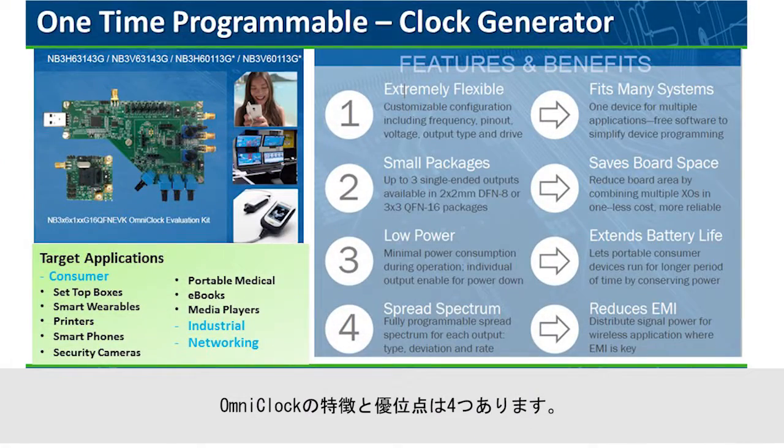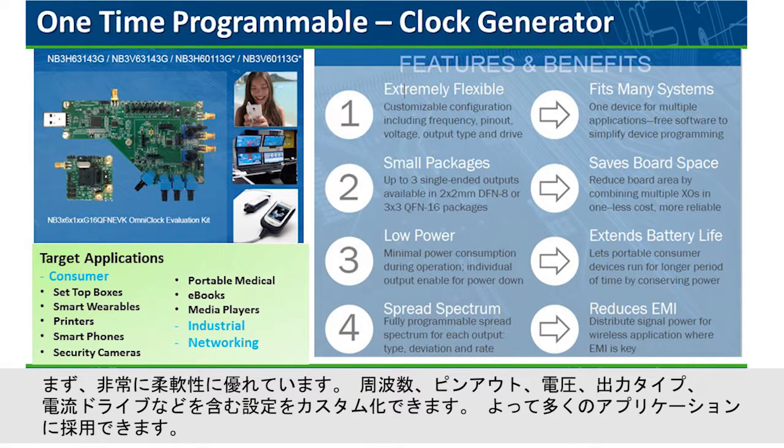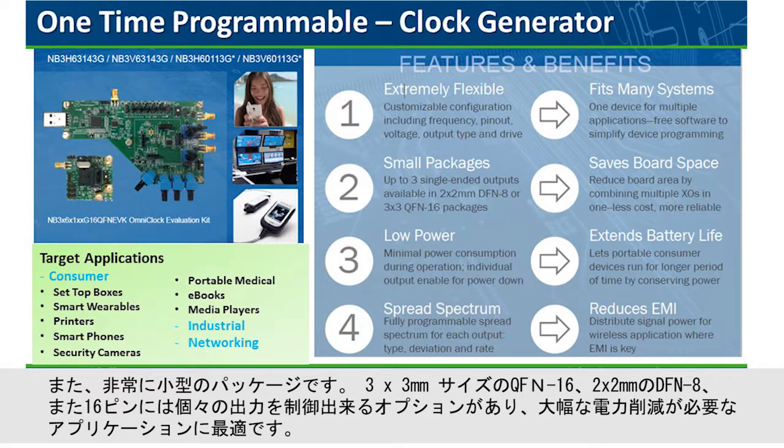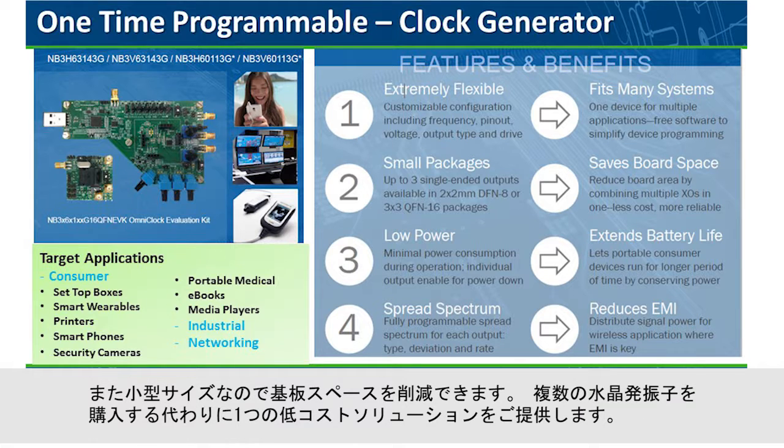The features and benefits of OmniClock, there are 4 huge advantages that we bring to you. First, it is extremely flexible. You can customize the configuration, including frequency, pinout, voltage, output type, and current drive, which is great because that fits many applications. It comes in a very small package. We offer QFN16 3x3mm or DFN8 2x2mm. The 16-pin option has individual output enable for applications that require deep power saving states. The small area saves board space, and you combine multiple crystal oscillators into one low-cost solution.